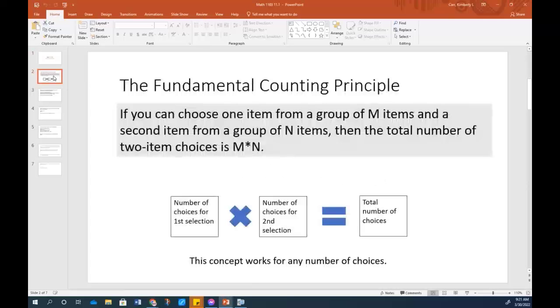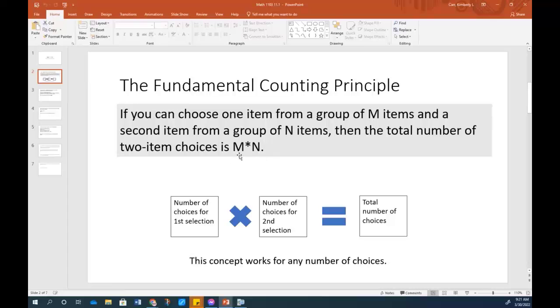And the fundamental counting principle is essentially a way to figure out how many options you have. So if you choose one item from a group that has M items in it and a second item from a group of N items, the total number of two-item choices is M times N.